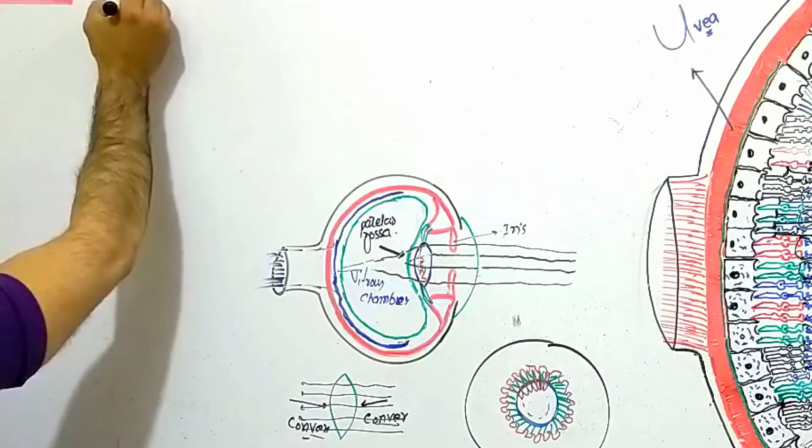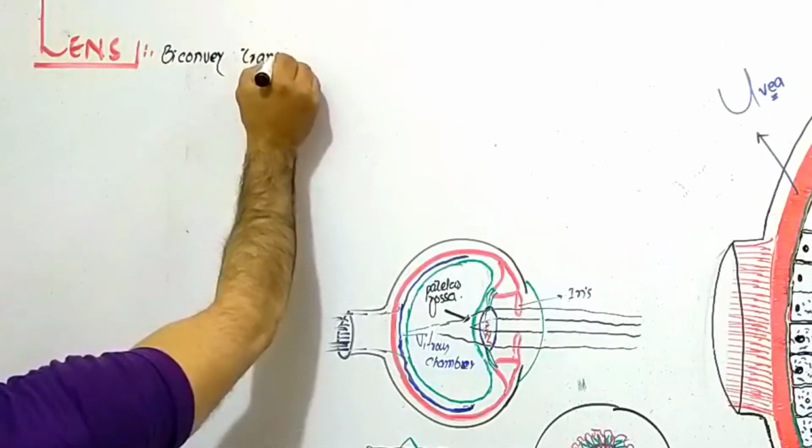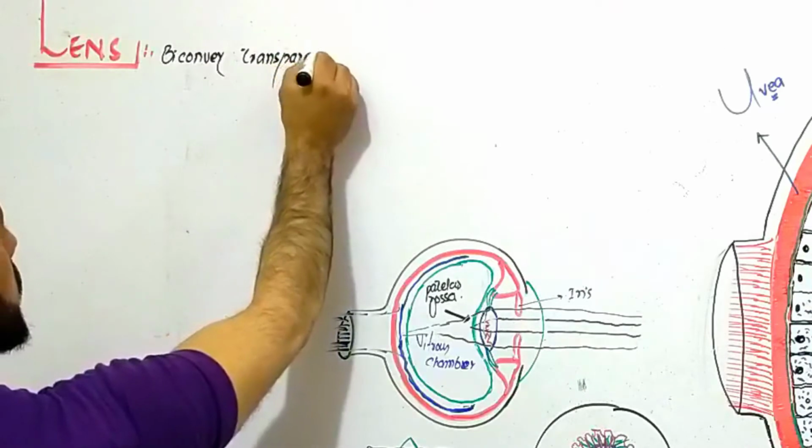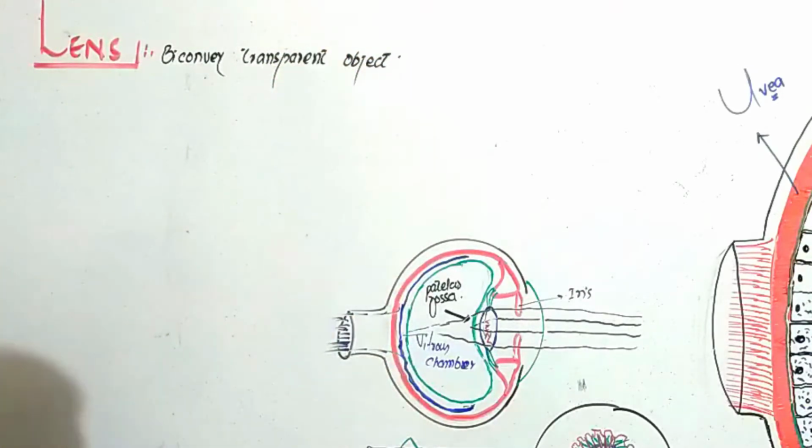A biconvex transparent object. This is your lens.